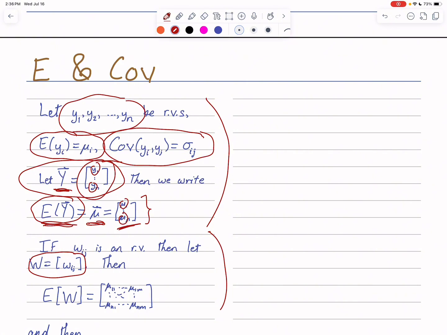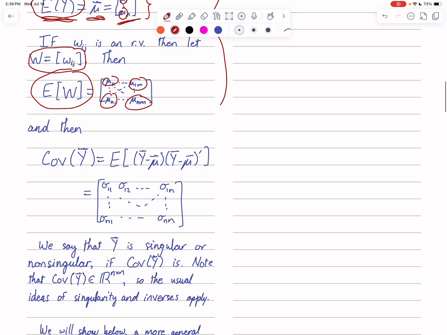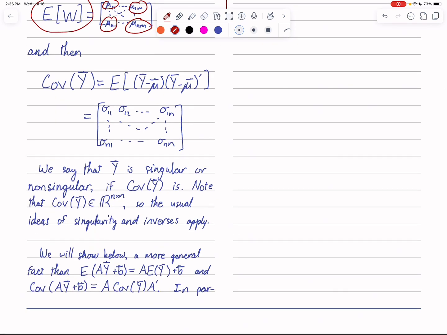But if we take the expected value of this matrix of random variables, then again, we just populate the entire matrix with each corresponding expected value of each individual random variable. And with these definitions in place, we can now talk about the covariance of a whole bunch of random variables. Presumably, you've seen the covariance of some 2 random variables in an earlier course in mathematical statistics.